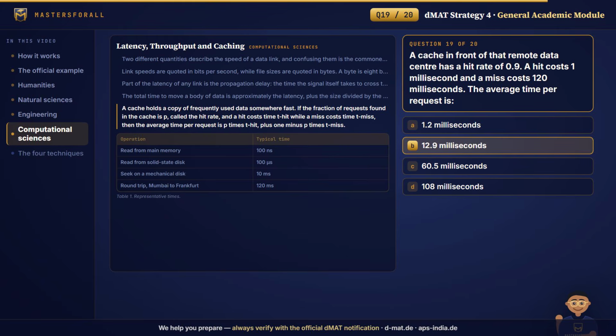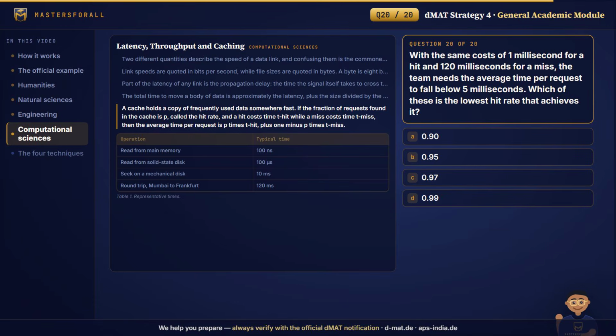Now the value. 9/10 of 1 is 0.9. 1/10 of 120 is 12. 12.9 milliseconds. Option B. And look where that time went. 12 of the 12.9 is spent on the 10% that miss. The rare slow case, not the common fast one, is the whole cost. Hold on to that for the last question.